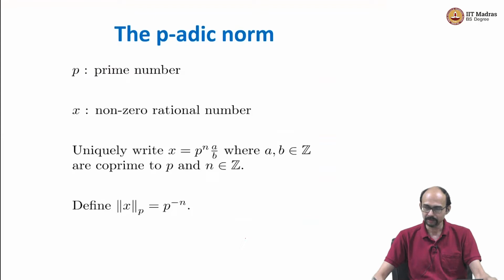p is a prime number. Choose your favorite prime: 2, 3, 5, 7. I think everyone knows what a prime number is. And x is a non-zero rational number. So as I said, something like 2/3, 5/6. Take two integers and divide them. Right? That's a rational number.